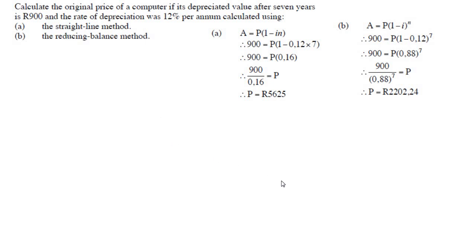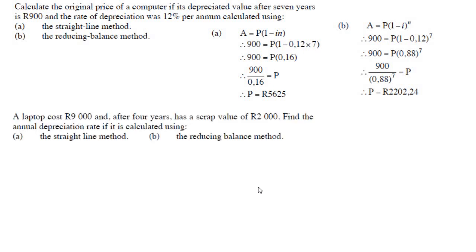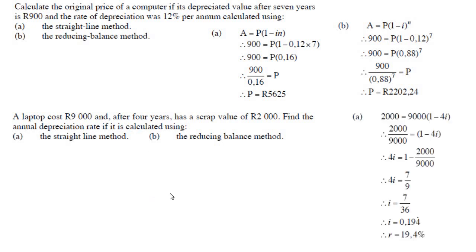Okay, that's the example for figuring out P. It's easy to find A. To find P, you're going to have to divide by this part here. Let's take a look at one where you're trying to find the interest rate. You're trying to find i. It cost 9,000. It ended up at 2,000. So there's your A. There's your P. You're supposed to find i. And we've got n is 4 years.